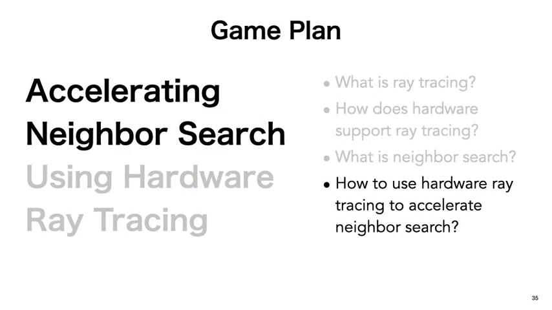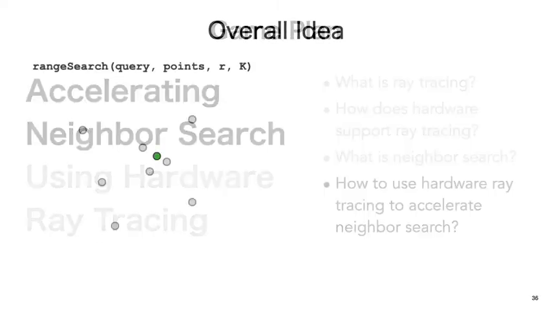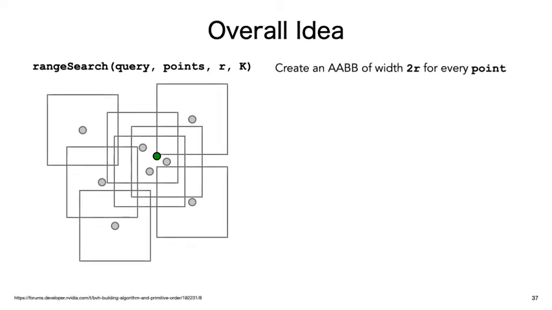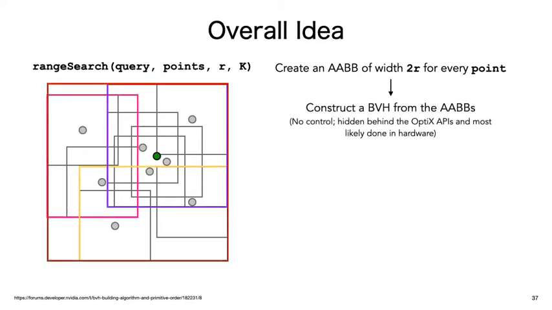Now, with all these, let's talk about how we can use hardware ray tracing to accelerate neighbor search. The idea here is that given a bunch of search points in a query, we first create an AABB of width 2R, where R is the search radius, for every search point. And then we construct a BVH from the AABBs, and this is the step that we have no control over. This is hidden behind the OptiX APIs and most likely done in hardware.